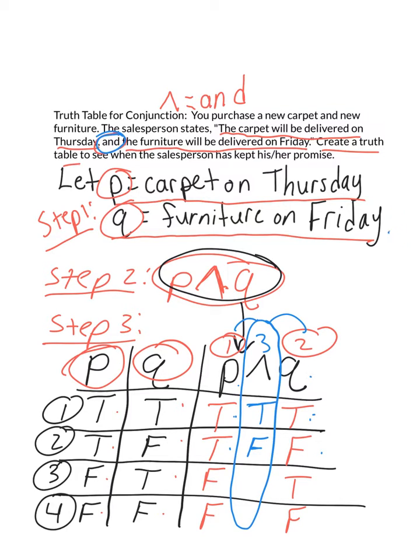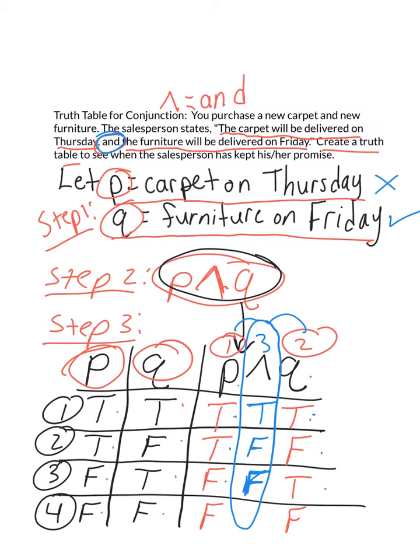Looking at line 3, it says P is false now, but Q is true. If P is false, the carpet does not come on Thursday. However, the furniture arrives on time on Friday. But same logic as the previous row. If the salesperson says, I promise, carpet's on Thursday, furniture's on Friday, but the carpet does not come on Thursday, he or she has lied. So this ends up being another false.